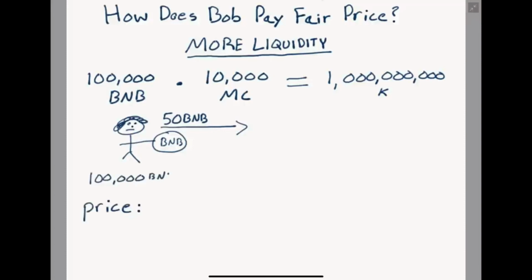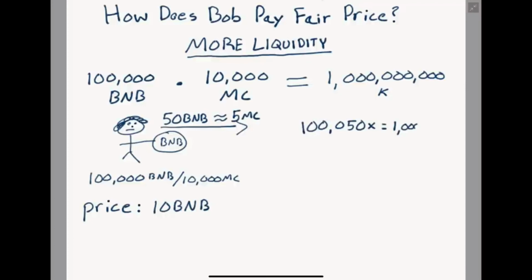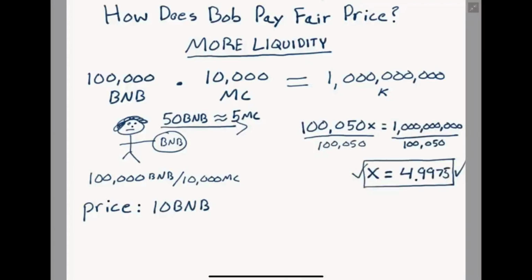In this scenario, 1 Marks coin is worth 10 BNB, so Bob paying 50 should net him about 5 Marks coin. What our math tells us is Bob will receive 4.9975 coins, much closer to what we want. The larger the K value, the constant product of our token's quantities, the more stable the currency is. This is where we can really see the importance of liquidity. Since we had more liquidity in our pool in the second example, Bob was able to get a much better price for his token. Likewise, when Bob sells, he will have the same result.